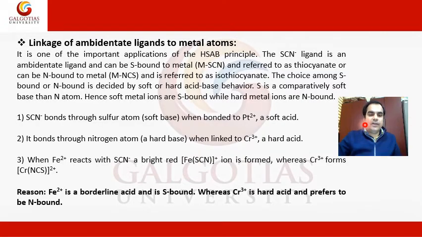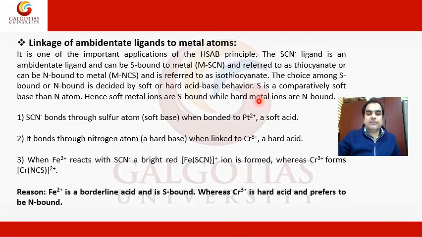Similarly, another application is the linkage of ambidentate ligands to metal atoms. This is one of the most important applications of the HSAB principle. The SCN negative ion is an ambidentate ligand which can donate electrons from both sides. It can be S-bound to the metal, that is M-SCN, referred to as thiocyanate, or it can be nitrogen-bonded to the metal, that is M-NCS, referred to as isothiocyanate. The choice between S-bound or N-bound is decided by soft or hard acid-base behavior.